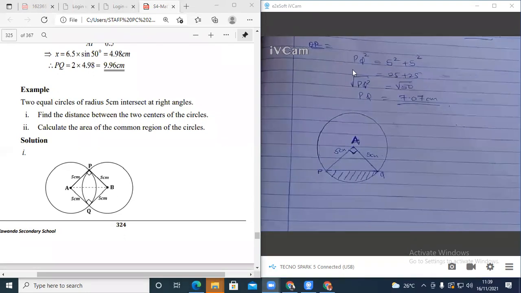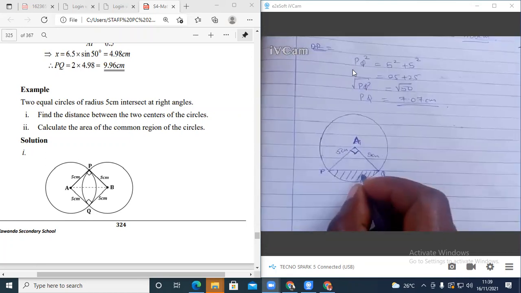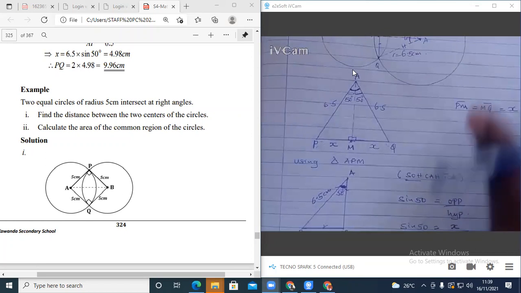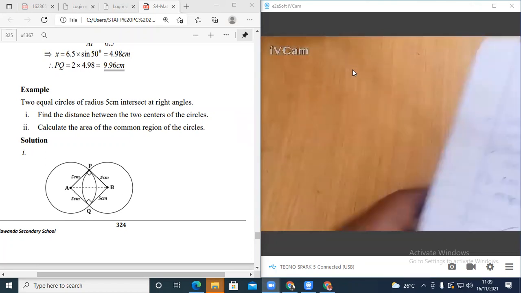Yes. So area of the whole... So some of you are not there. So you have to find the area of the whole sector minus area of the triangle to find this. So let me just give you the steps and then you do it on your own.